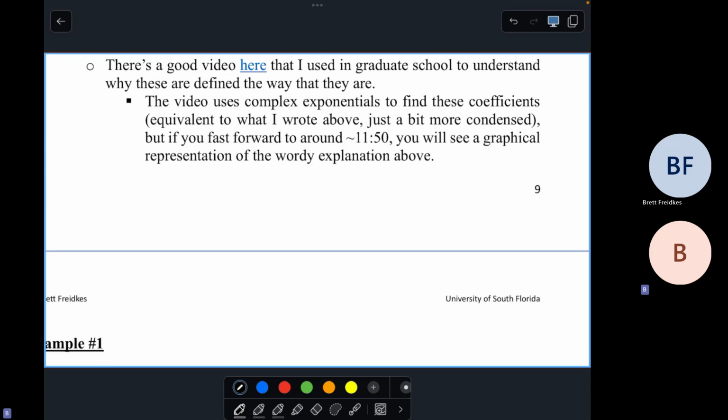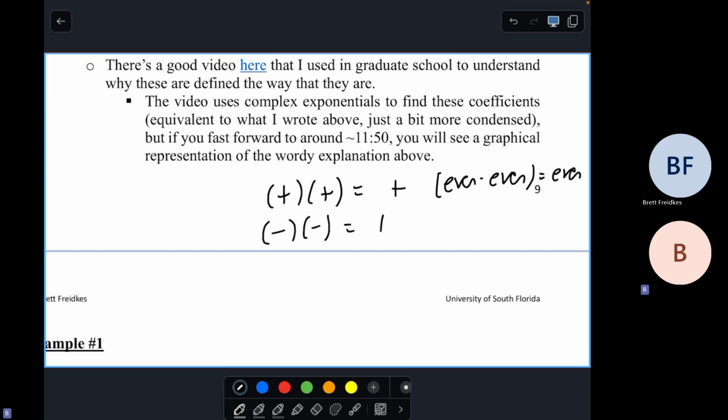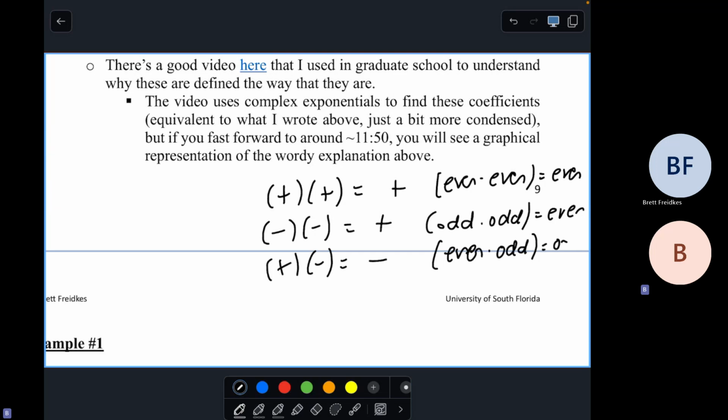The way I explained it in class originally was wrong, but I'll say it correctly here. The way I'll think about this is like the multiplication of positive and negative numbers. So if I do positive times positive, that's positive. This is the same as even times even is even. If I do negative times negative, that is positive. Odd times odd is even. Then if I were to give opposite signs, that would be negative. That's the same as even times odd is odd. Okay? That makes sense what I just said?